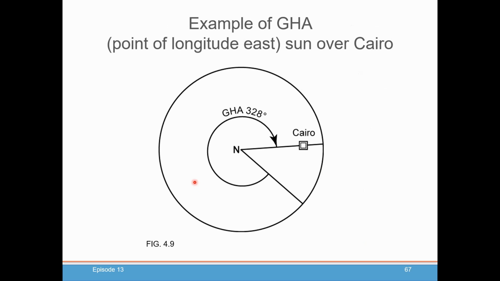Let's look at a GHA east, where the longitude happens to be east. So let's take an example of Cairo, Egypt. If the sun was over Cairo, its GHA would be about 328 degrees, but its longitude would be 360 minus 328. So that's about 32 degrees east. Yep, 32 degrees east, that would be longitude. But GHA is what we use for celestial navigation for our sun and stars and the moon, planets. So GHA, 328 degrees.